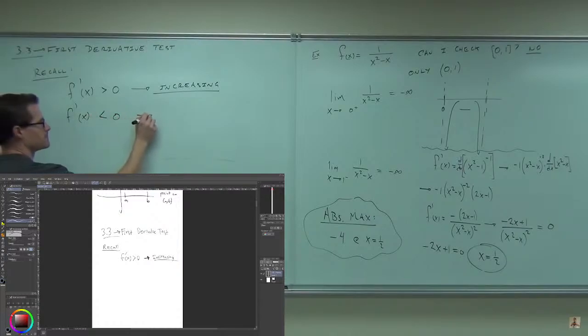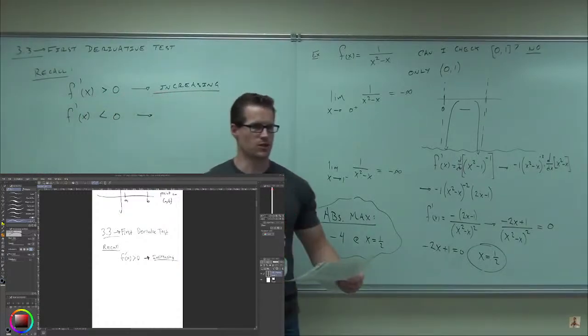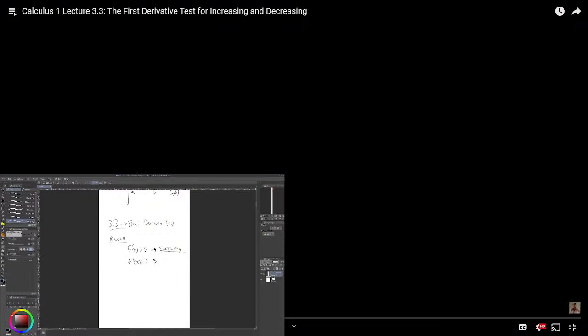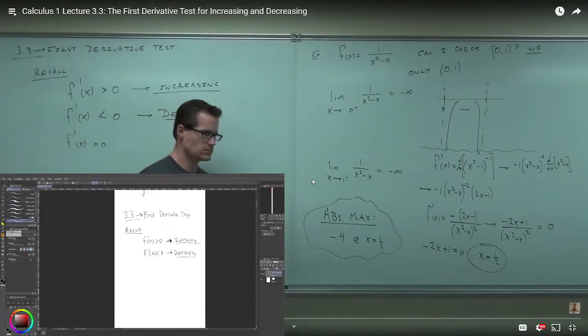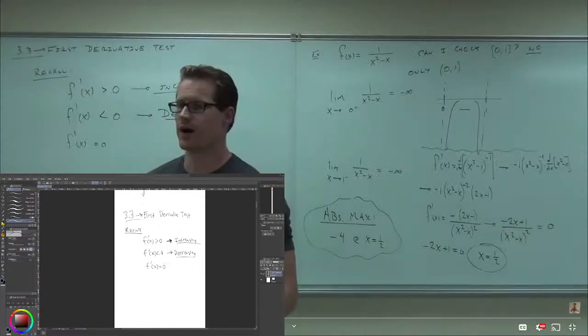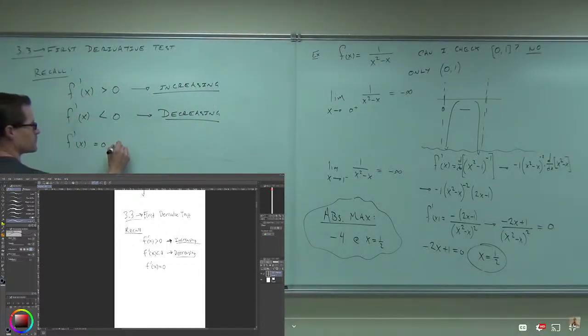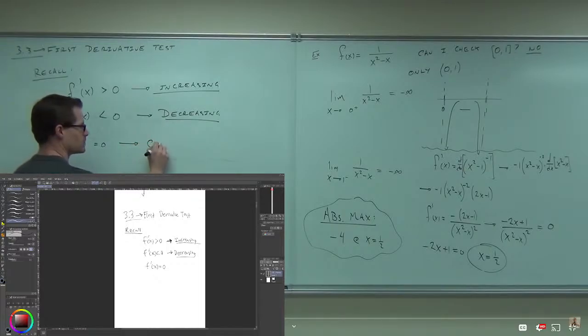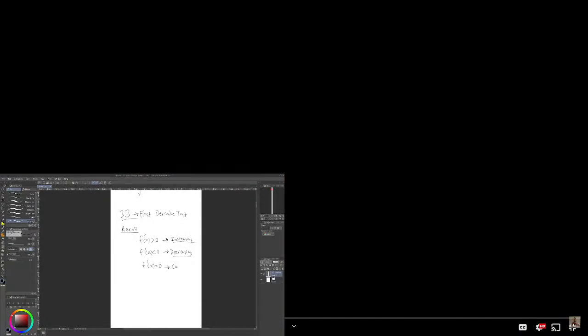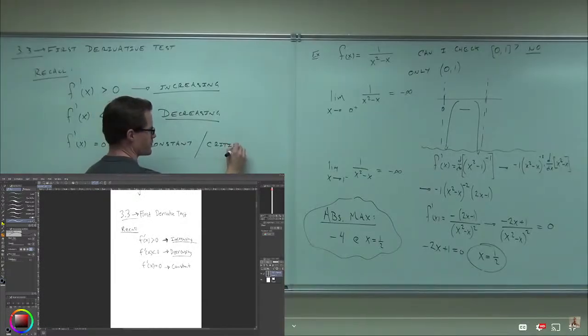What's that mean? Definitely decreasing. Slope is negative. First derivative negative, slope is negative, decreasing. Aha. What's this mean? It's a constant, a straight line. That would be a horizontal tangent. That would be finding critical numbers. Constant or critical numbers, or critical points if you prefer.